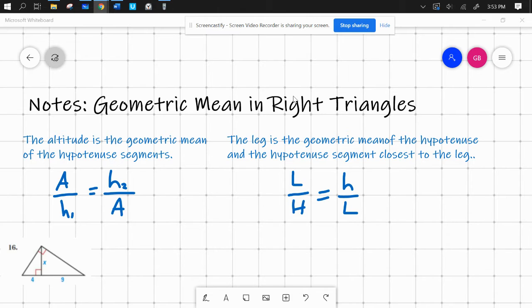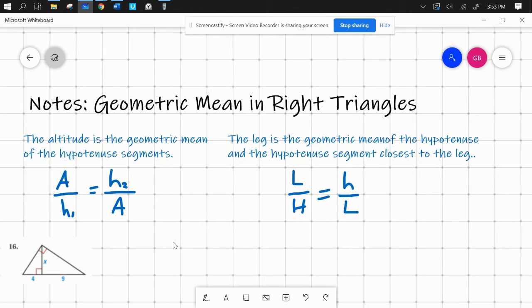The altitude of the big triangle, so we're talking about just the biggest triangle, is the geometric mean of the hypotenuse segments. And the other one, the leg, so either one of the legs, is the geometric mean of the hypotenuse and the hypotenuse segment closest to the leg. When you see some examples, it will get more clear.